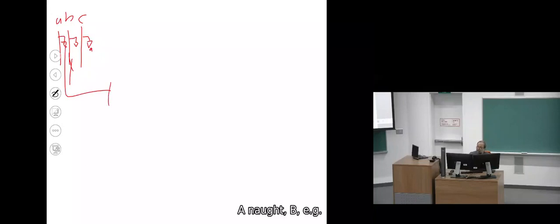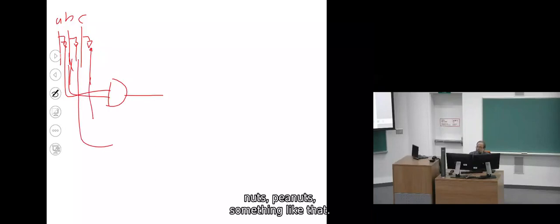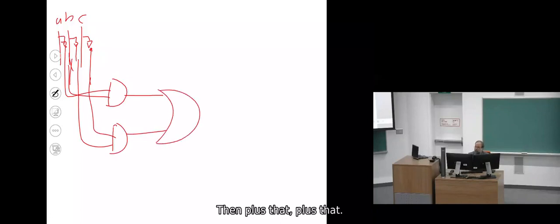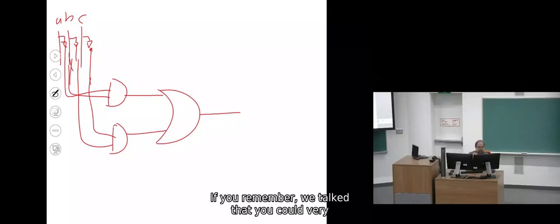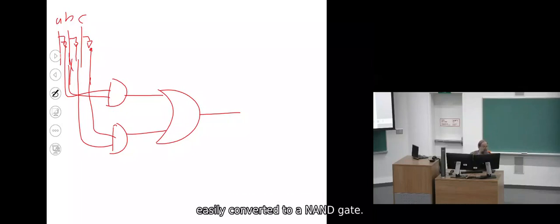A naught B, for example, A naught B plus C naught B naught. Something like that. And then plus that, A naught B naught, and plus that. So we came up with some kind of this circuit. This is AND OR circuit. And if you remember, we talked that you could very easily convert it to a NAND gate. Do you remember? NAND gate.